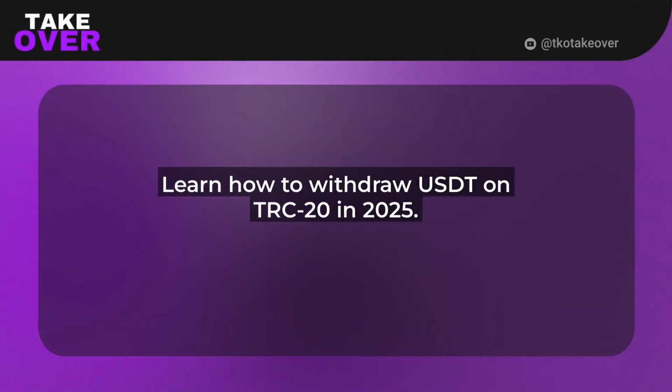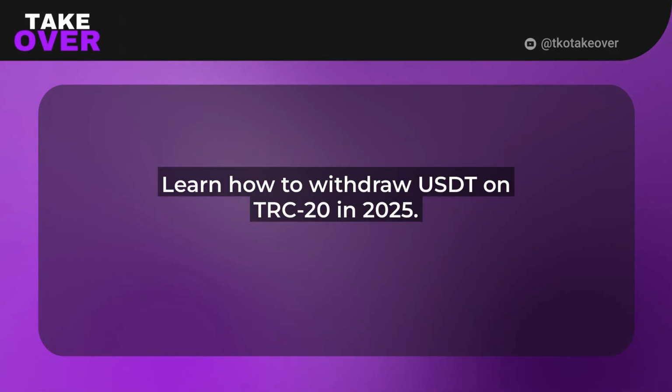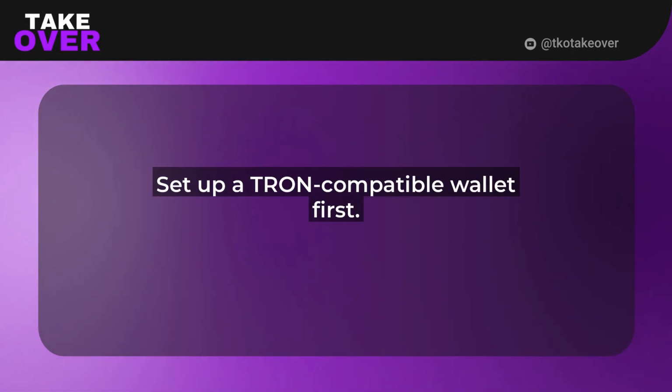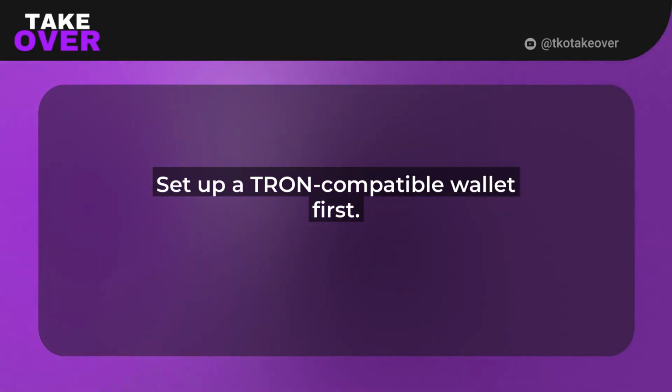Today, we're tackling a super practical topic: how to withdraw USDT on the TRC-20 network in 2025. If you're into crypto, you know USDT is a stablecoin that helps keep your funds steady amidst market ups and downs. The TRC-20 standard, built on the TRON blockchain, offers faster and cheaper transactions, making it a popular choice for withdrawals. Whether you're cashing out from an exchange or moving funds to your wallet, I'll walk you through the steps in a simple, straightforward way.